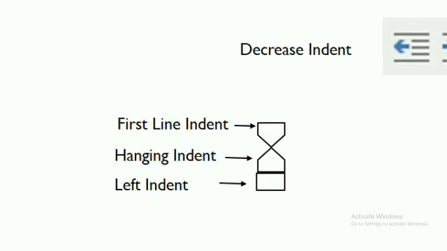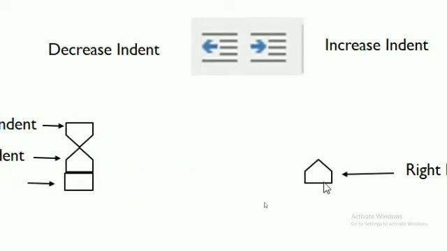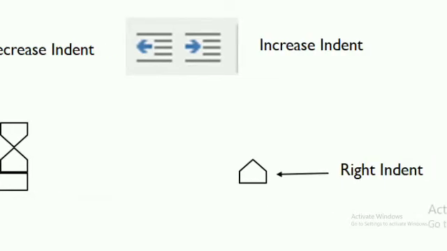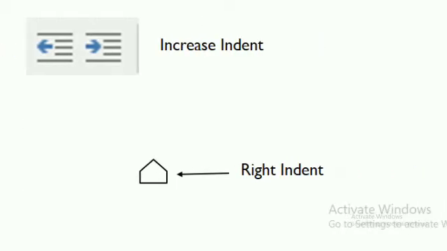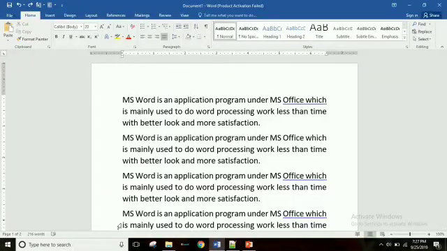By using the left indent, we can set the starting point of all lines of a paragraph, and then after that, the right indent sets the end point of all lines of a paragraph. Next, students, by using the shortcut method, we can easily increase or decrease the size of the indent. Now see, this is our document.